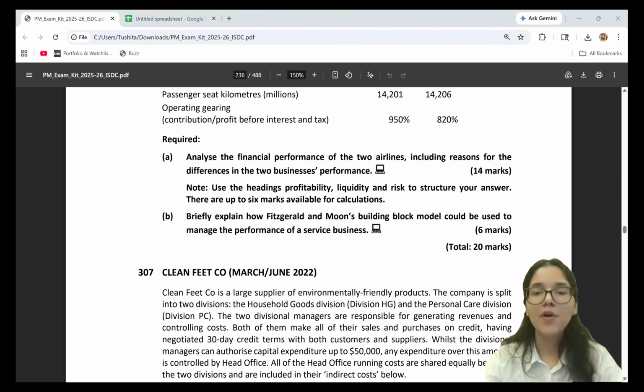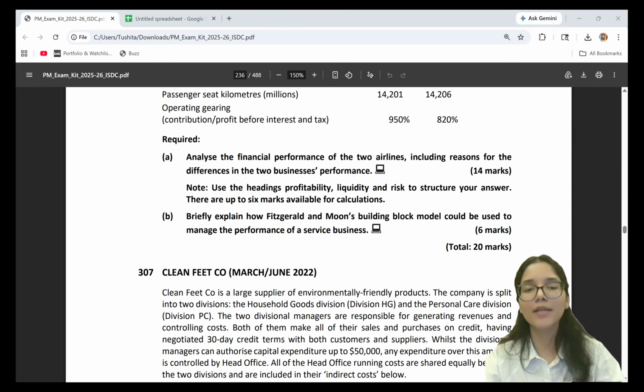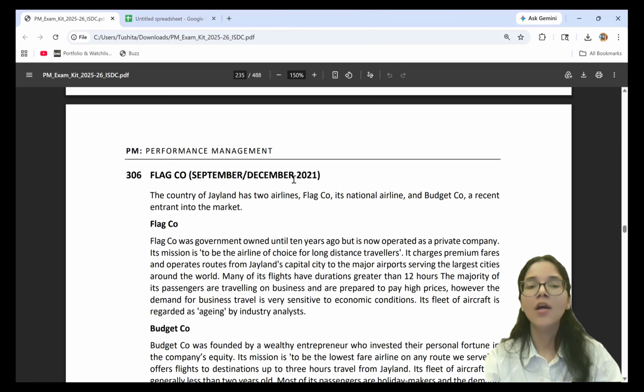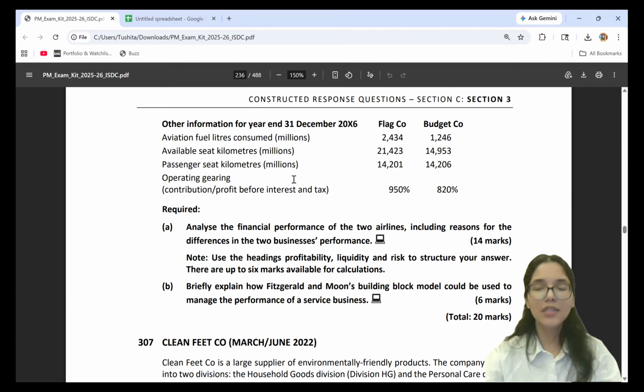I can see a mix in responses. So that means you people are not clear with the rule that we are supposed to use to judge this particular thing. I'll tell you people what the rule is. The rule is if your requirement specifically states the name of the question. Here the name of the question that we are doing is Flag Company. If they wanted you to link your answer to the scenario, there can be two things. Either they will explicitly give the name of the question in the requirement, so they will say how Fitzgerald and Moon's building block model could be used by Flag Company to manage the performance. Then I know that my answer has to be case study based.